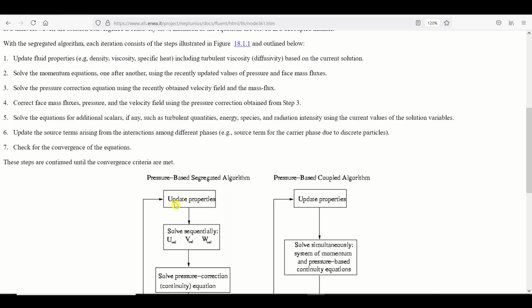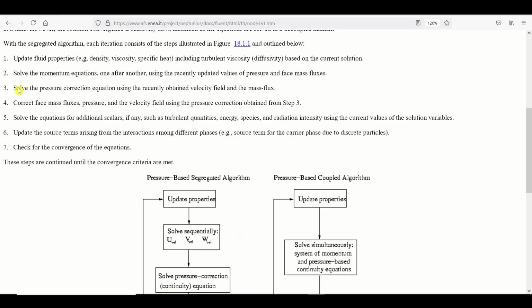With those values we have, we are trying to solve the momentum equations one after the other, using the recently updated values of pressure and face mass fluxes. So whatever values we have guessed over here, with those values we are solving the momentum equation. Now the momentum equation is nothing but in three directions, that is x, y, and z direction. All right, so this is nothing but the velocity equation. Clear?